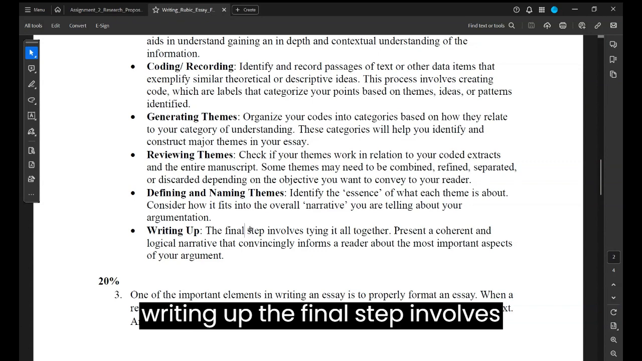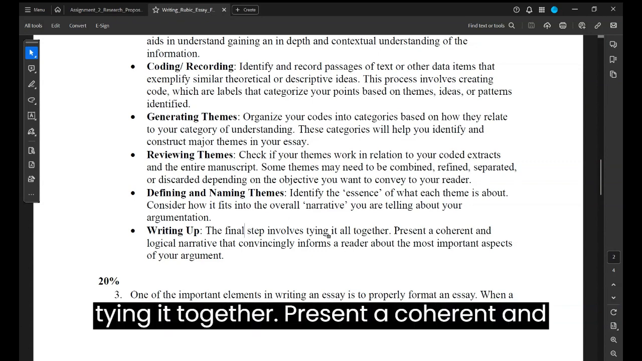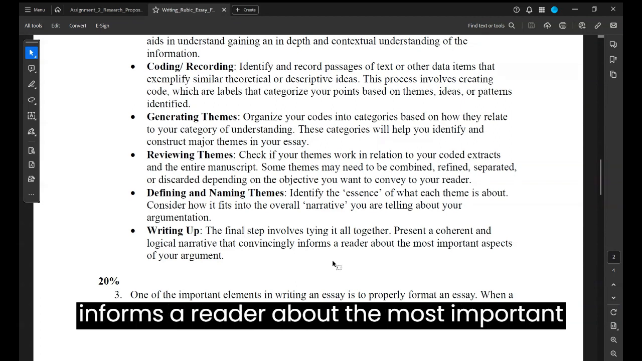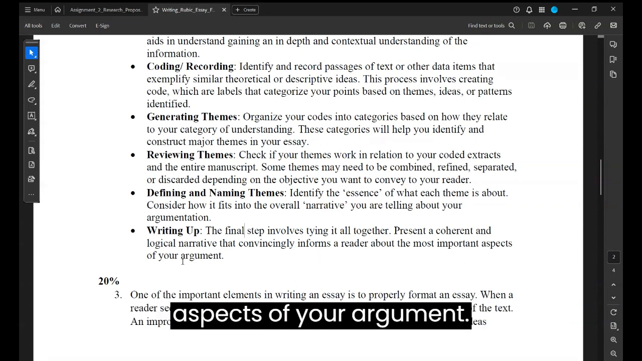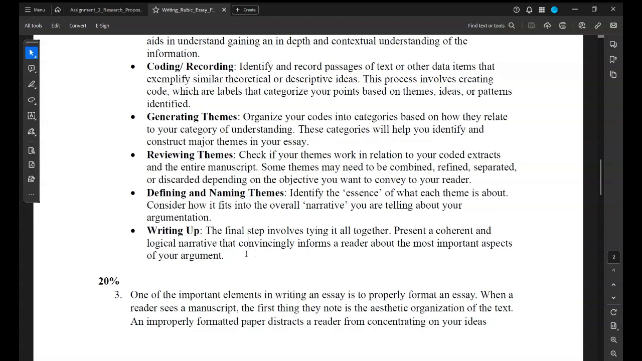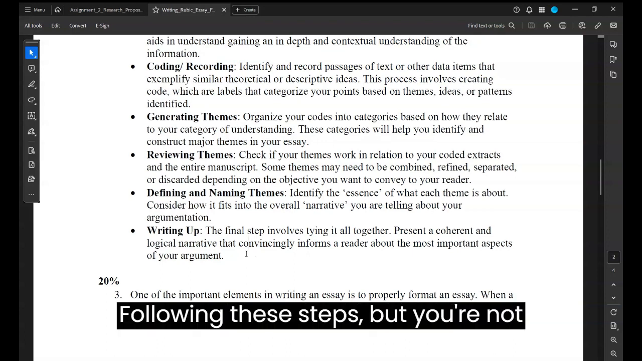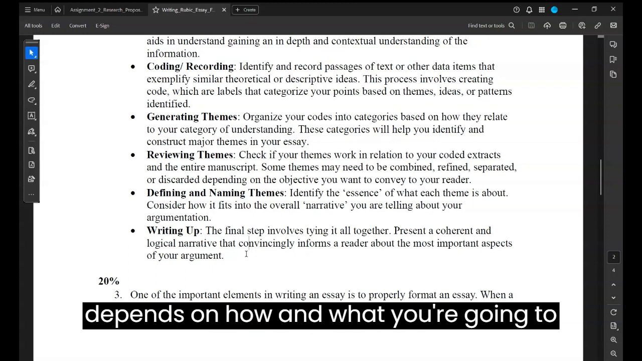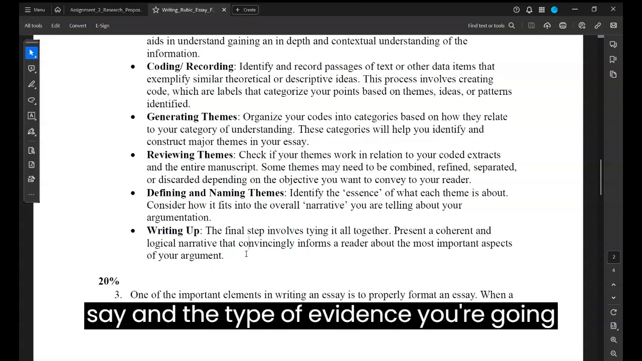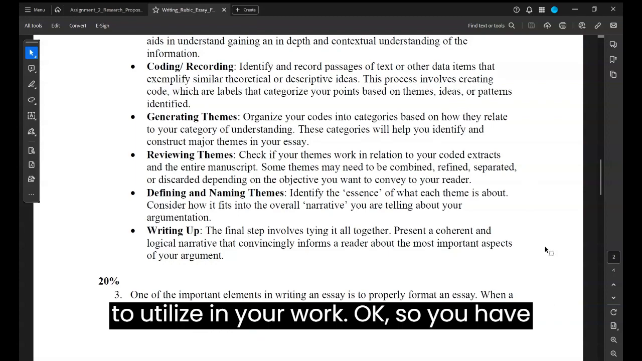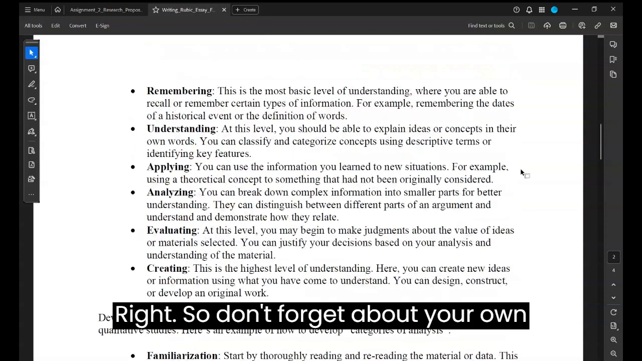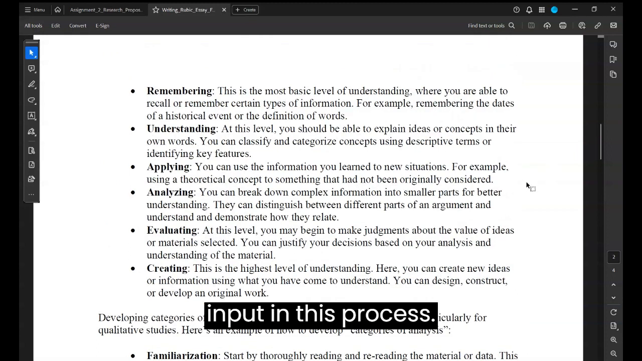And then writing up. The final step involves tying it together: present a coherent and logical narrative that convincingly informs a reader about the most important aspects of your argument. So by following these steps, but you're not going to utilize all of them. It just depends on how and what you're going to say and the type of evidence you're going to utilize in your work. Okay, so you have to make those judgments, right? So don't forget about your own input in this process.